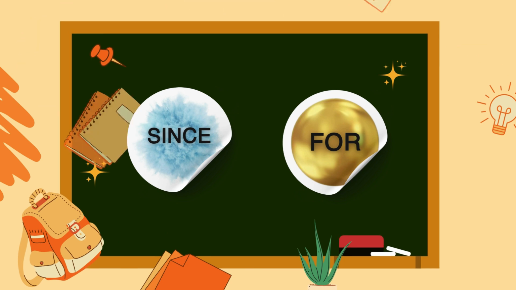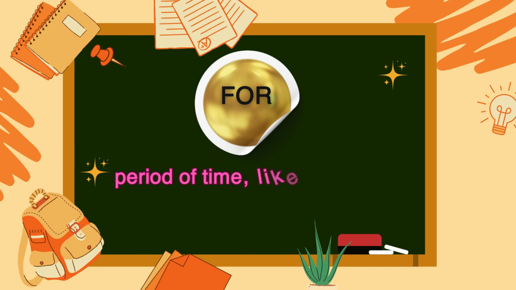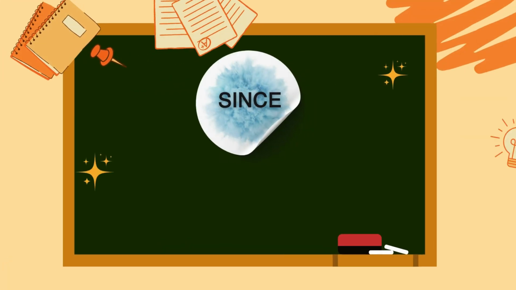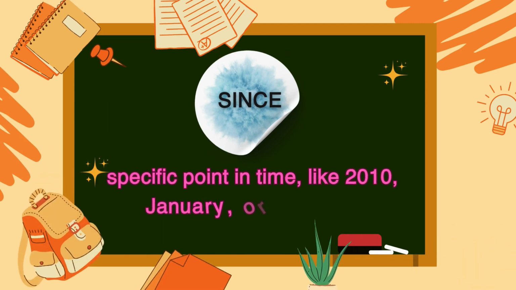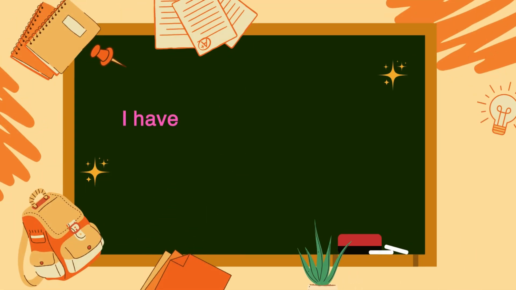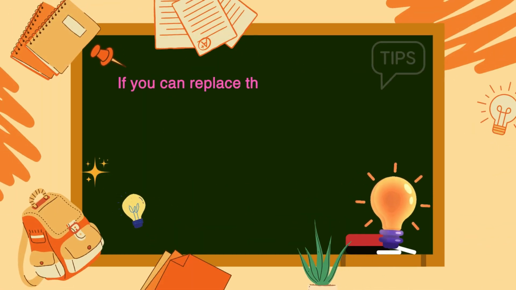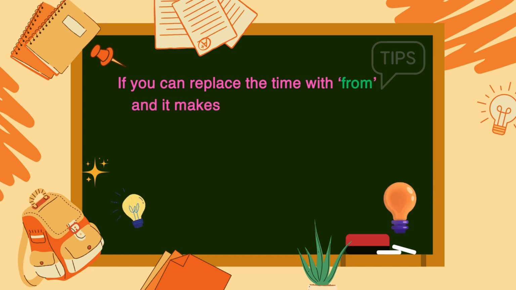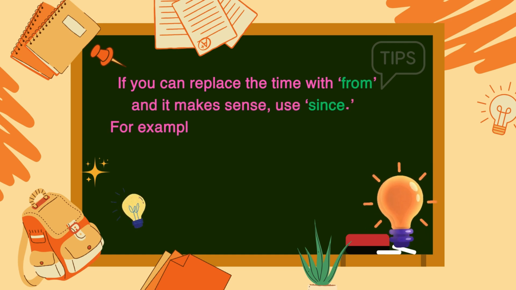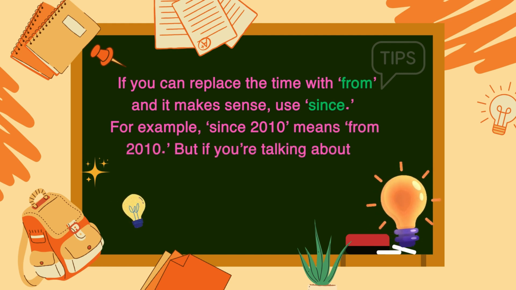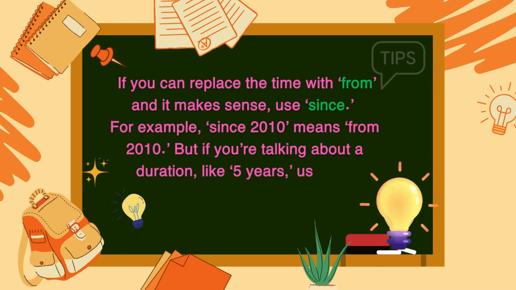Here's the rule. Use for when you're talking about a period of time, like 5 years, 3 months, or 10 days. Use since when you're talking about a specific point in time, like 2010, January, or last week. So, the correct sentence is, "I have been living here for 5 years." Much better, right? Quick tip: if you can replace the time with from and it makes sense, use since. For example, since 2010 means from 2010. But if you're talking about a duration, like 5 years, use for. Got it? Great!